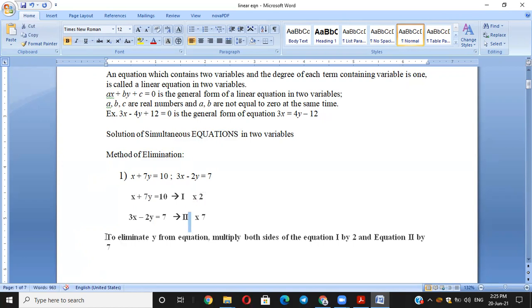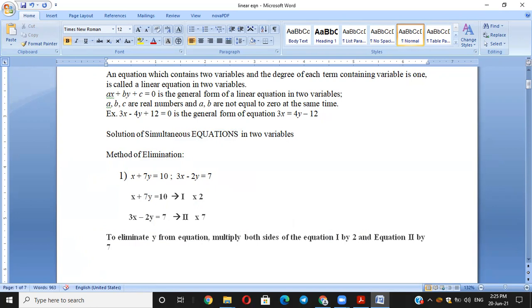Okay. So I have written here: to eliminate y from the equations, multiply both sides of equation number 1 by 2 and both sides of equation number 2 by 7. Both sides means the LHS as well as the RHS, the left hand side and the right hand side, because there is an equality term in between. The left side of the equality sign is called LHS and the right side of the equality sign is called RHS, right? So we have to multiply both the LHS and RHS together by 2. So what will happen? Let us see.